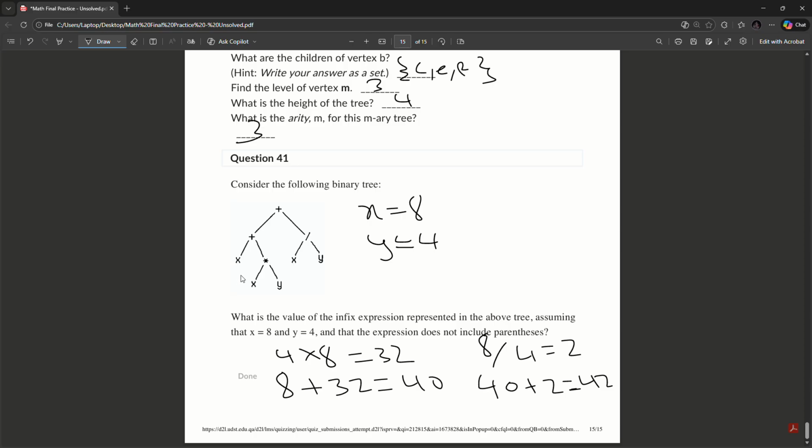So here will be 32, 8, 8, 4. Then this will be 8, 4. That means here would be 40. Here would be 2. Then add them together, you get 42. Thus, 42 is your final answer.